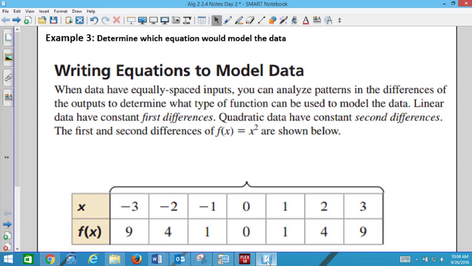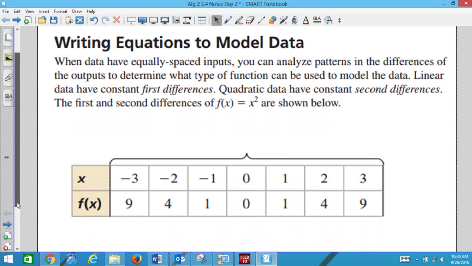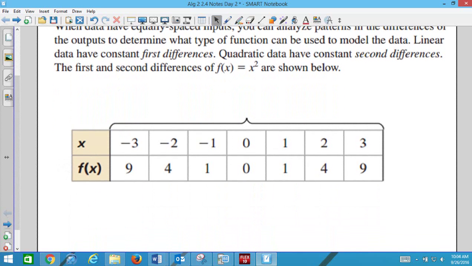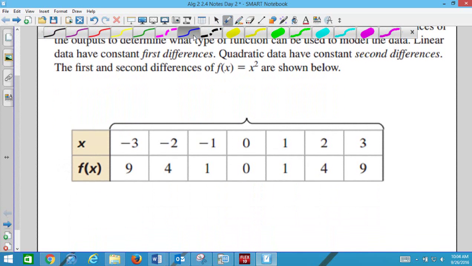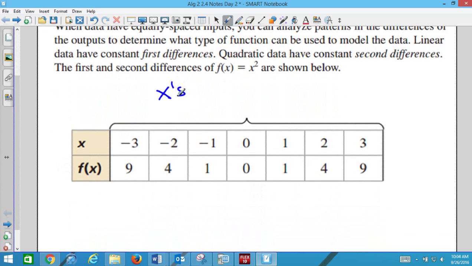All right, so the first thing that you're going to do is you're going to look at this data, and you need to make sure that your x's are evenly spaced. So right now, make sure that your x's are evenly spaced. Are all of our x values evenly spaced? Yep. They're all one apart? Yeah. Right.